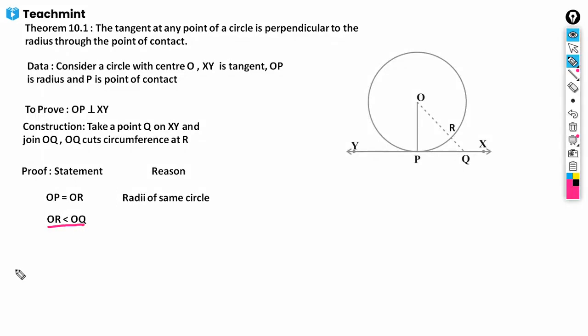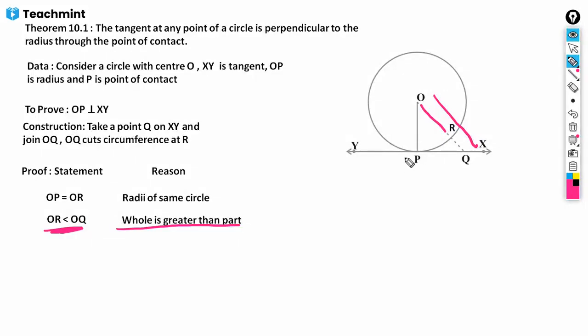Okay, the next statement: OR is less than OQ. Can you see that? Yes, sir. Here OQ is this bigger line, this is the measure of OQ, and OR is this much. Can you see that OR is less than OQ? Simply by observing you can say yes or no. I said that OR is smaller than OQ. What might be the reason?